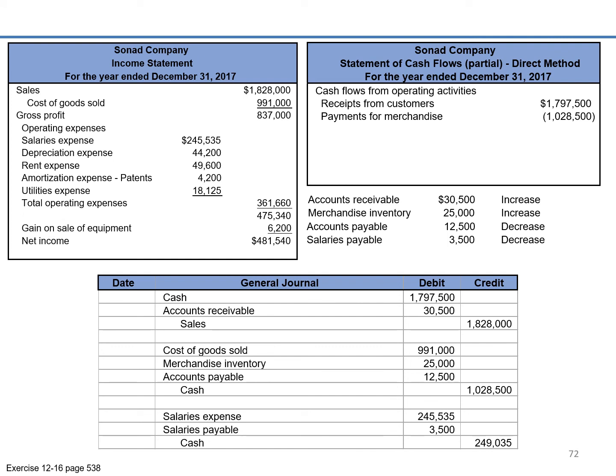Debits must equal our credits. So we have payments for salaries, a reduction of $249,035. Then we have payments for rent. So payments for rent were $49,600, and we have no rent payable on our books here. So that's why we just assume that all $49,600 of that is cash.